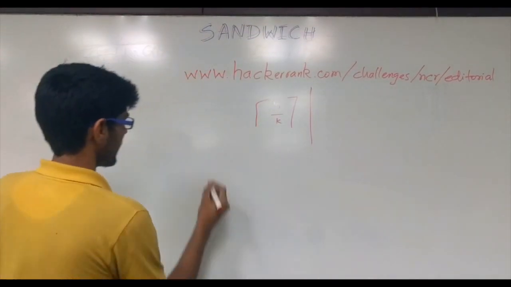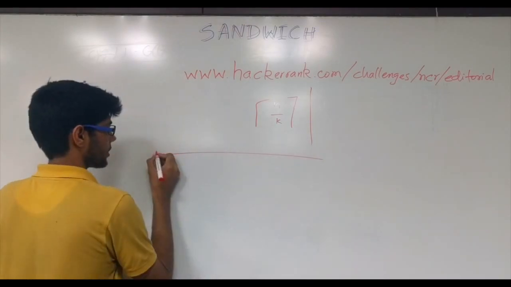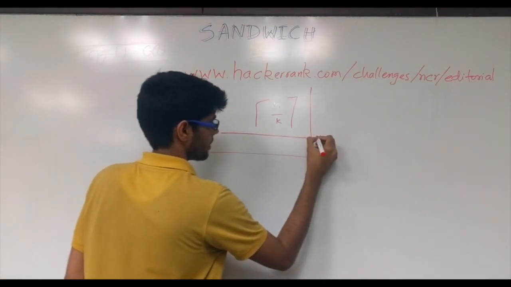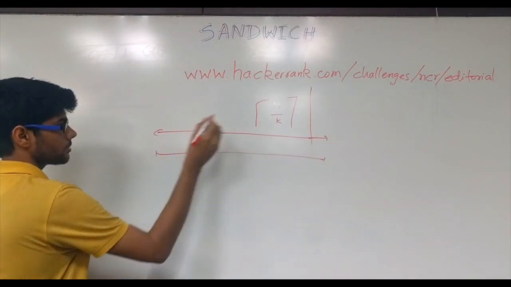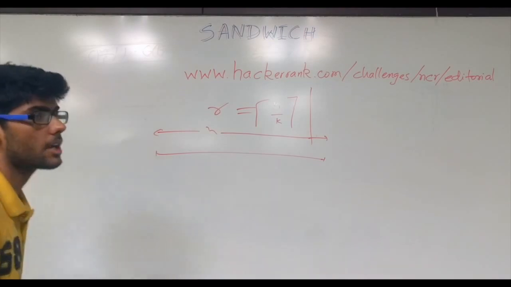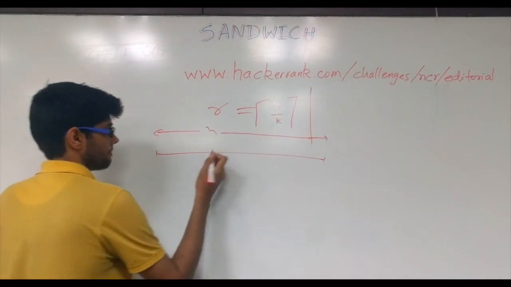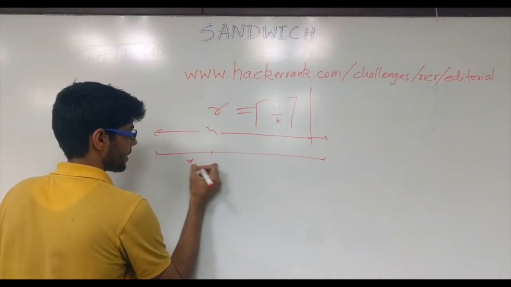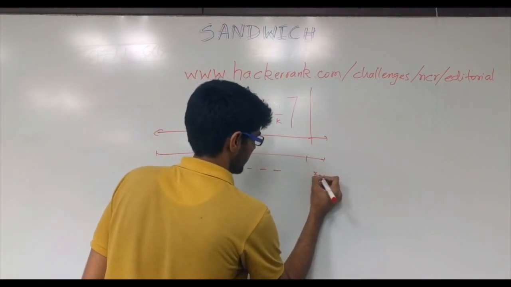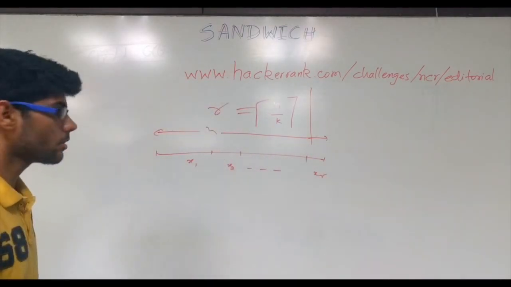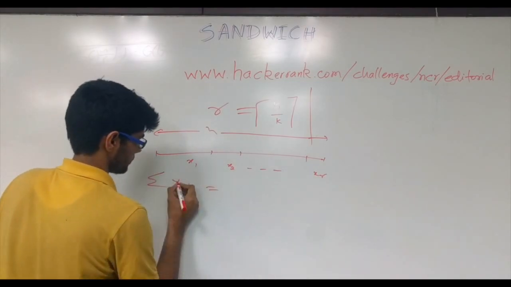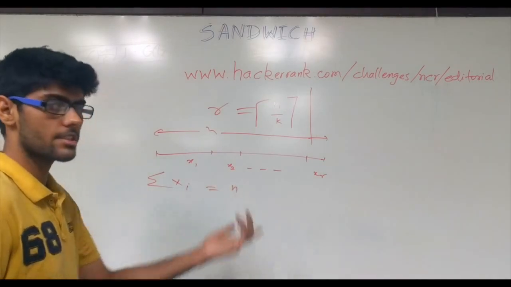So we have a sandwich of total length n, and we have to divide it into these many parts. Suppose this is r. We have to divide it into r parts. Suppose the first part has length x1, the second part has length x2, and so on, the last part has length xr. What we know is that the sum of all the values of x would be equal to n, because the total length of the sandwich is n.